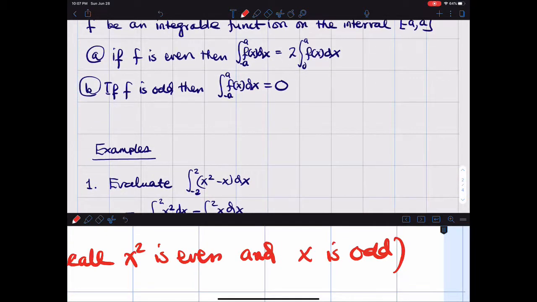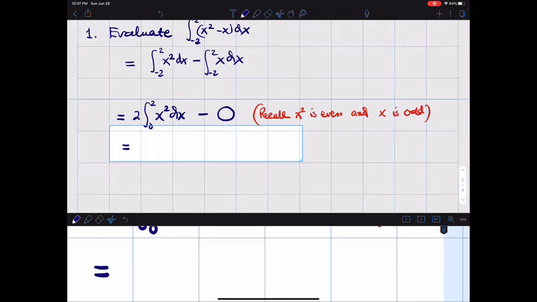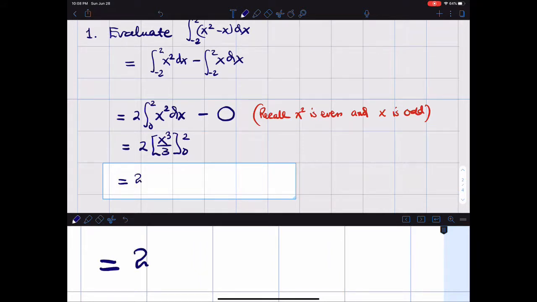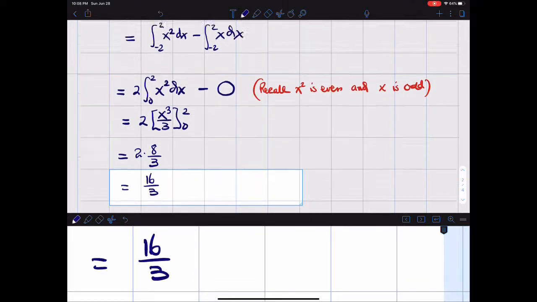All I'm doing is applying the theorem. If f is even, the integral from negative a to a is 2 times the integral from 0 to a. If f is odd, the integral from negative a to a is 0. And whenever you have 0 involved in the evaluation of an integral, it makes it a little easier in certain cases. So we have 2 times the antiderivative, x cubed over 3 from 0 to 2. When you plug in 0, you just get 0, so why not just plug in 2? You get 2 times 8 over 3, which is 16 over 3.